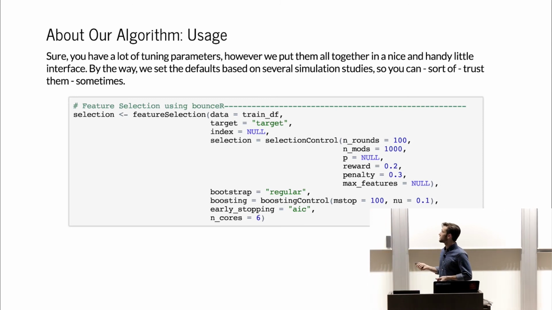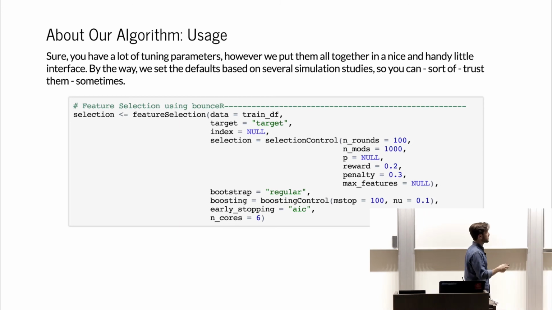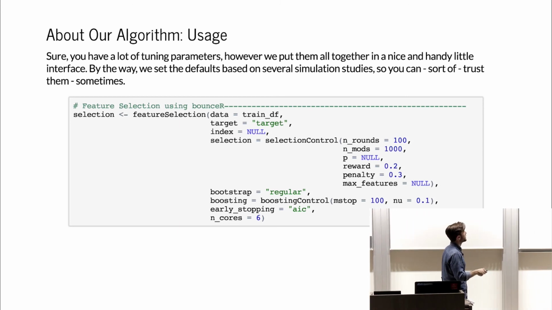And then you basically just give the name of the target column, and what's going to happen is we're taking the target column and we're trying to figure out what features in an entire data set are important for our target. You can give it an index, which is not so important, and now comes the important part. This is the selection control. These are basically your tuning parameters for this algorithm.